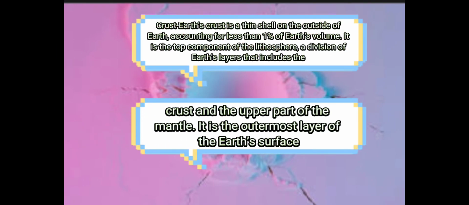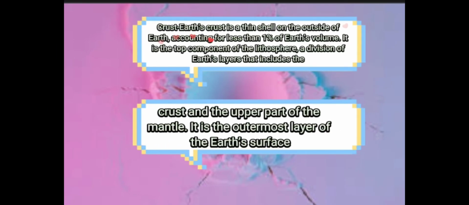Crust. Earth's crust is a thin shell on the outer side of Earth, accounting for less than 1% of Earth's volume. It is the top component of the lithosphere, a division of Earth's layers that includes the crust and the upper part of the mantle. It is the outermost layer of the Earth's surface.